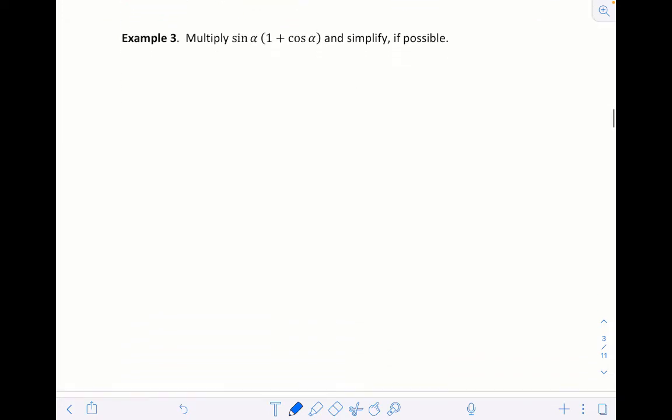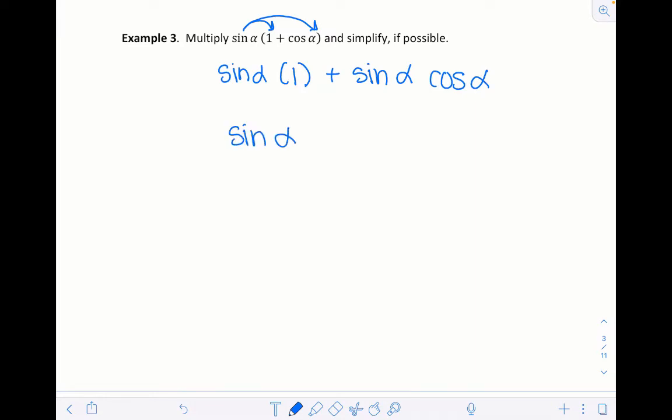Again, thinking about what we know from algebra, now that we're dealing with trig functions, we can still do multiplication the same way that we would do multiplication without trig functions. So this is a case where we could distribute if we wanted to multiply this through. For example, I could write that as sine of alpha times 1 plus sine of alpha cosine alpha, which gets rewritten as sine of alpha plus sine alpha cosine alpha. Okay, so this distribution works even if we have trig functions.